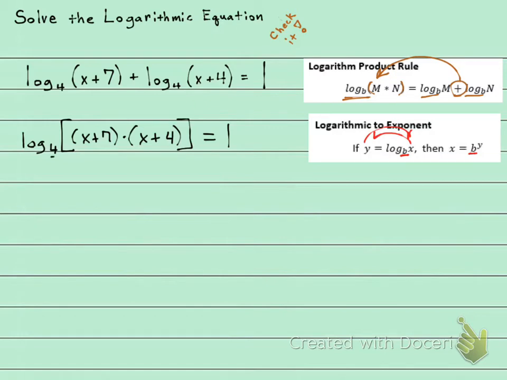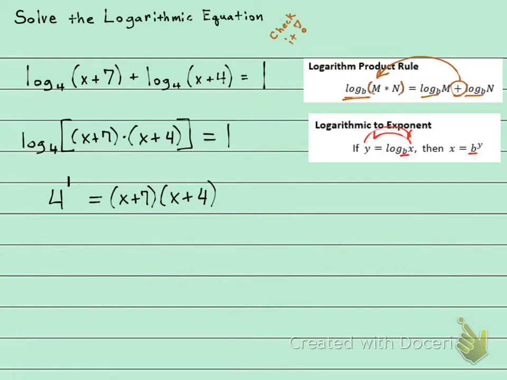This 4 is my base, so I want to make it a big base of 4. And the other two things are going to switch sides. My 1 is going to come over and be the exponent, and this thing's going to go over and be all by itself. So this is 4 to the power of 1 equals x plus 7 times x plus 4. No more logarithm. My x's are here. I'm ready to use them.